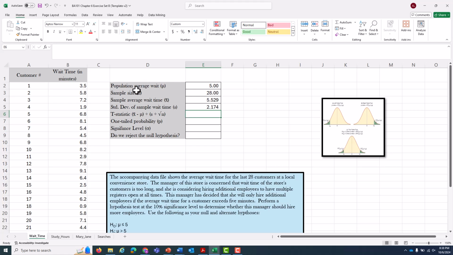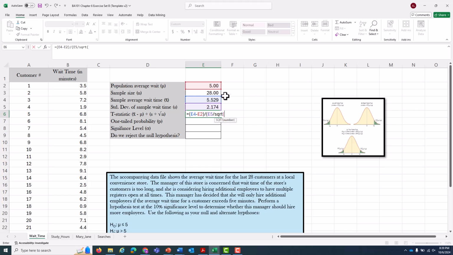So I'm just going to fill these top 4 numbers that I just determined into this formula. So let's say this is equal to, open a parenthesis, x bar minus mu. So my x bar is 5.529. My mu is 5, or I should say my sample average and my population average. I'm going to close that parenthesis, and now I'm going to divide that by, in another set of parentheses, the standard deviation of the sample, which we just determined was 2.174, by the square root of n. And I'm going to use the square root function in Excel, which is sqrt.